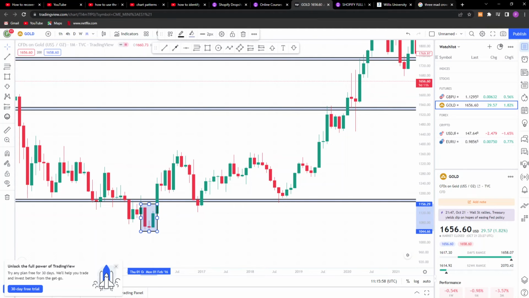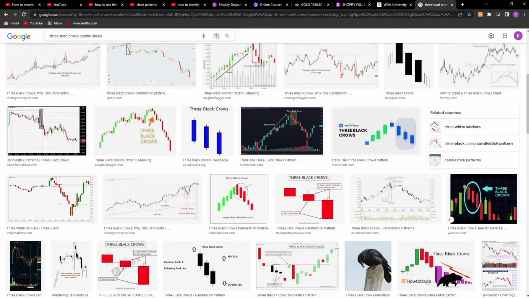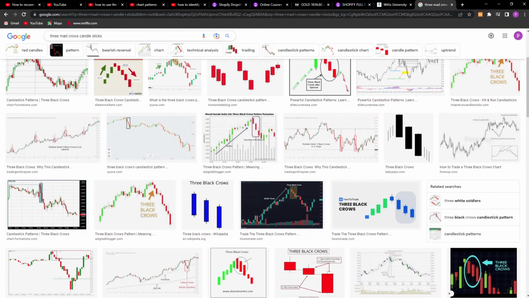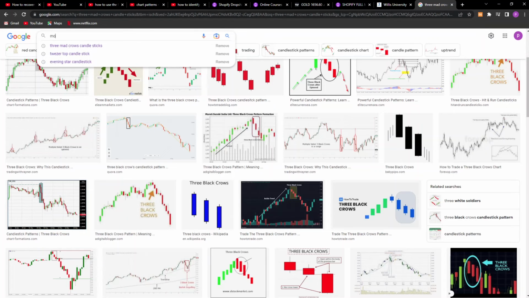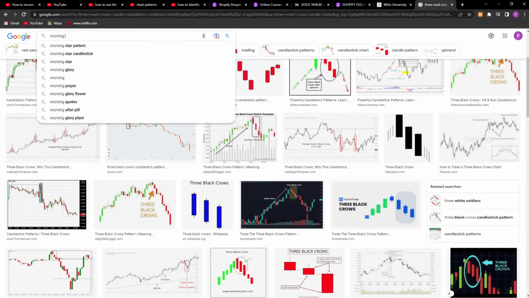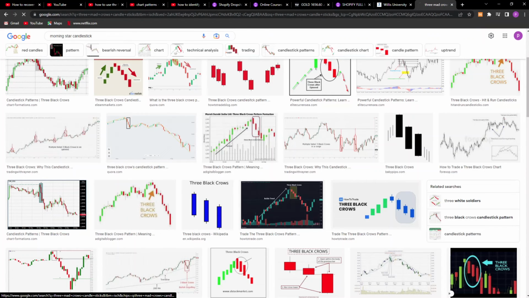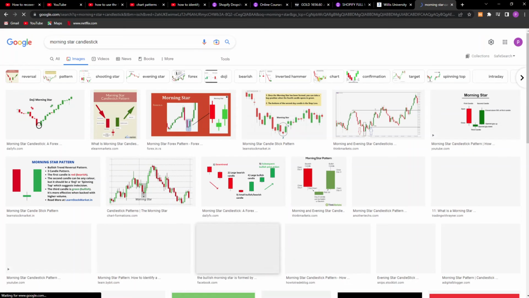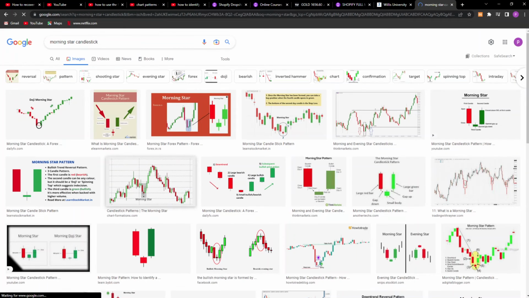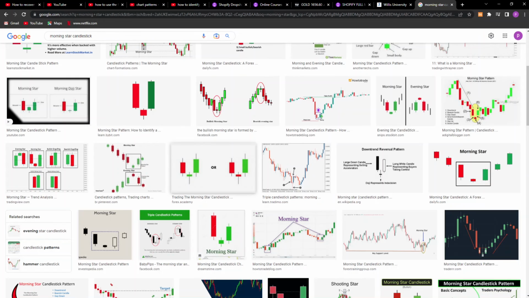I'll start envisioning it. This is a morning star. Now I want to go and search for the morning star candlestick. Look at that. Look at how price pushed up, right? Look at the morning star: bearish, doji, bullish. Guys, can you see bearish, doji, bullish?